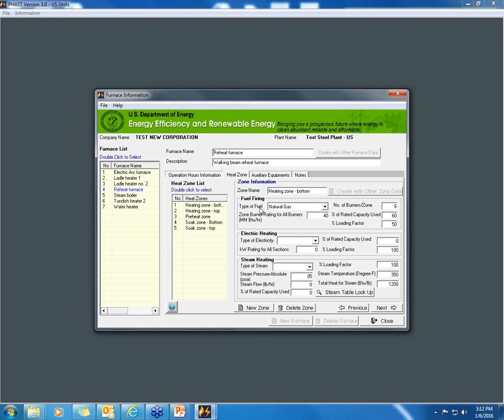So that's it. In this zone, we have 6 burners. Total zone burner rating for all burners is 40 MMBTU per hour, 60% of rated capacity used, and then 50% of the time those burners are actually running. Electric heating and steam heating are not needed, so we don't need to worry about these 2 fields. Same thing with the other zones: we enter data for the heating zone top, preheat zone, soak zone bottom, and soak zone top.